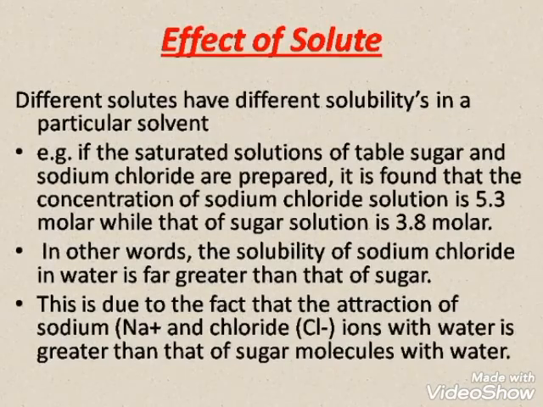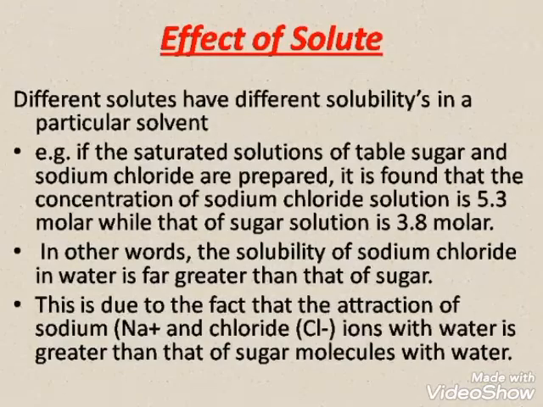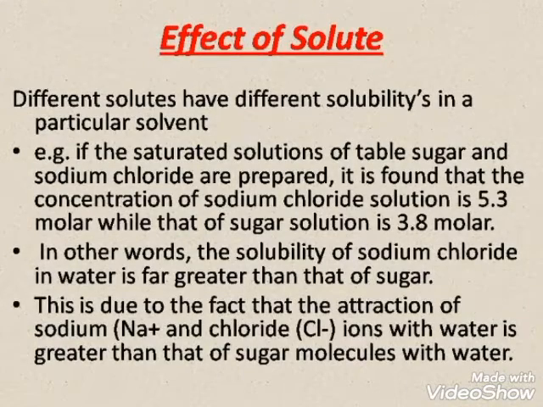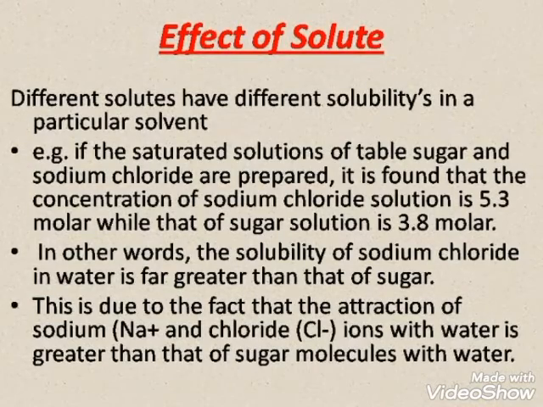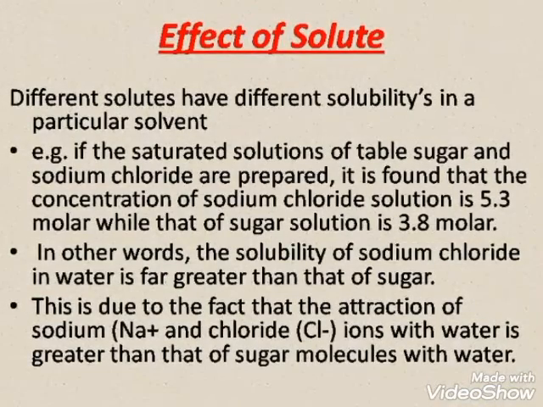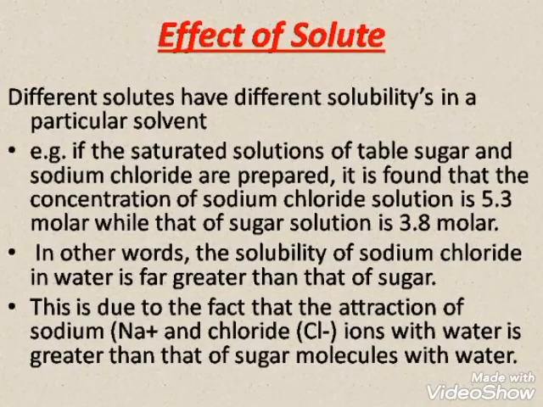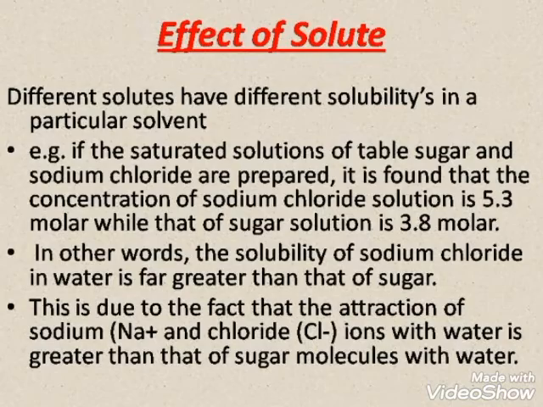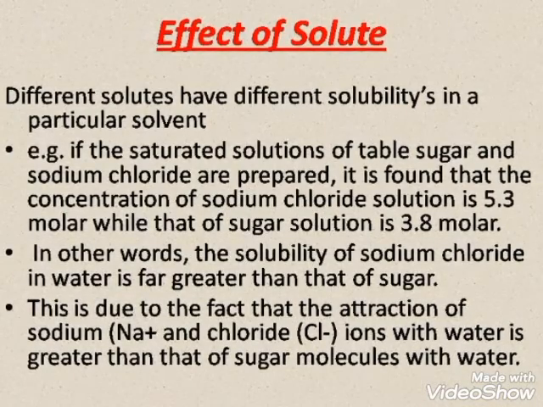Coming to the effect of the solute, the type of solute also changes the solubility. The same solvent can dissolve two different types of solutes in different amounts. For example, let us take NaCl and sugar. If I take a particular volume of water, then 5.3 moles of NaCl will dissolve, whereas only 3.8 moles of sugar will dissolve. That means NaCl has more solubility in water compared to sugar.